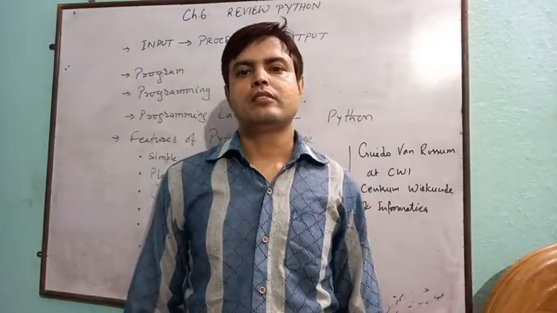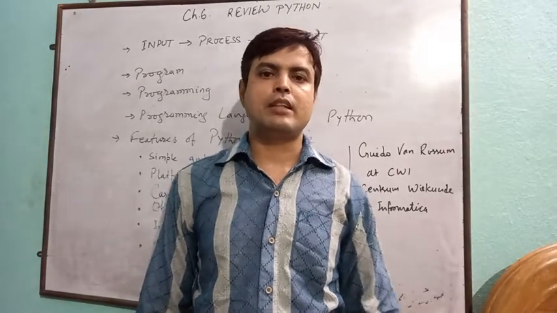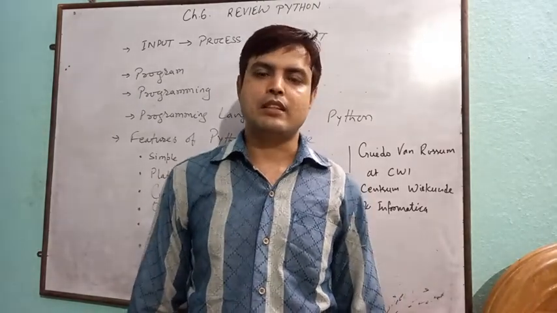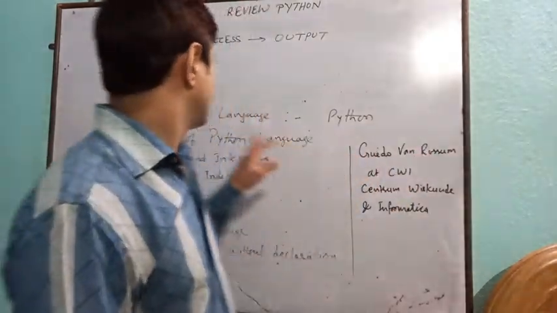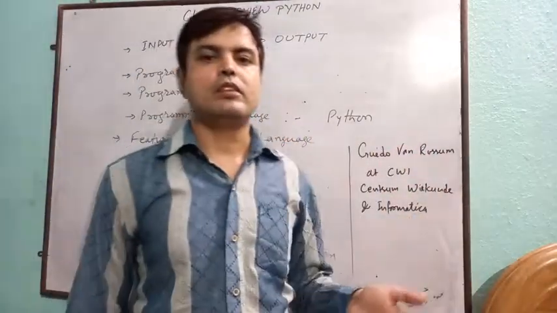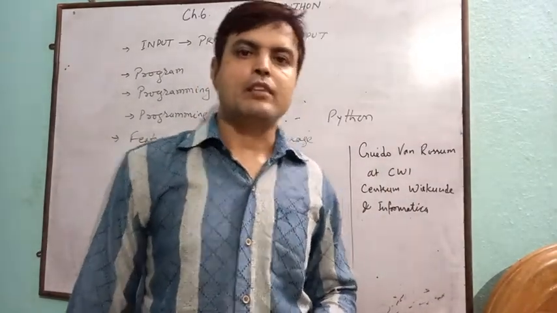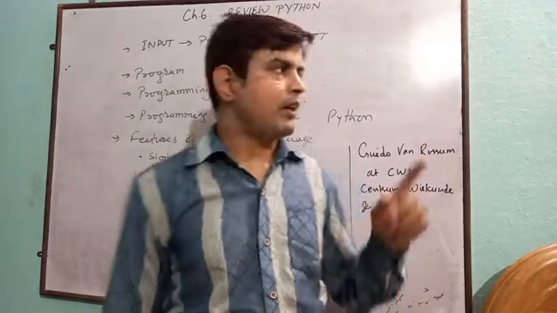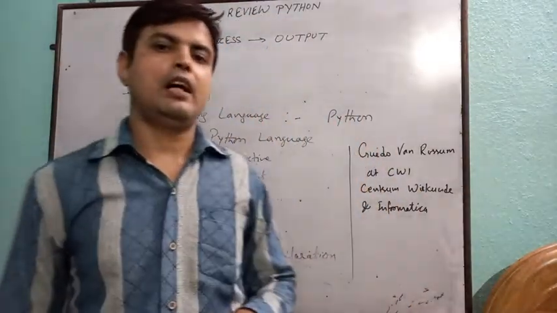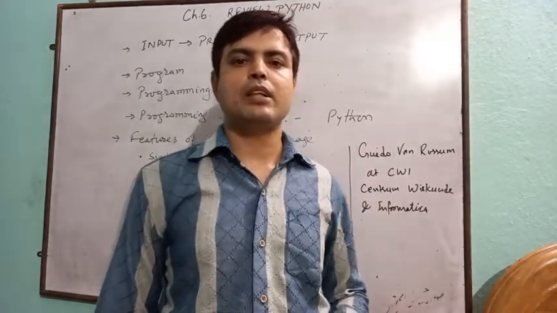In earlier times, there was only machine language. We have already discussed machine language, low level language, assembly language and high level language. The language that is used to write the program is called programming language, and we use high level language, and Python is one of them. Python is a high level language. Examples of high level languages are C, C++, Java and Python.